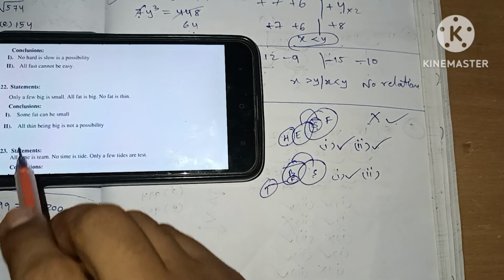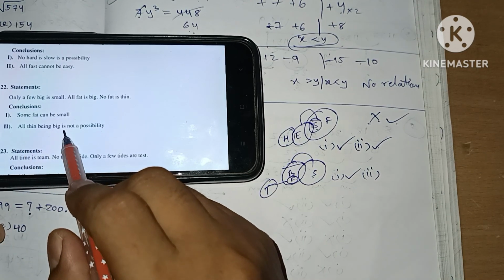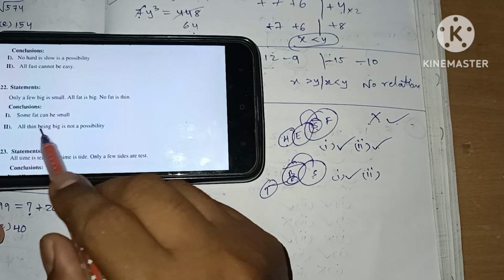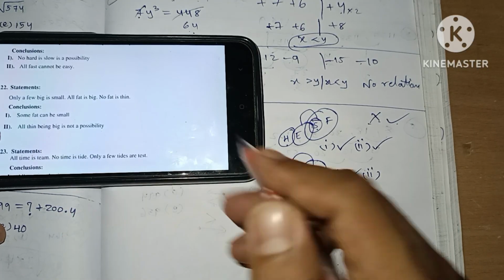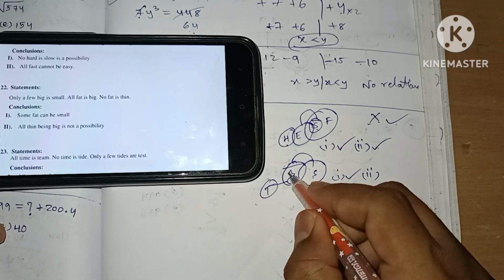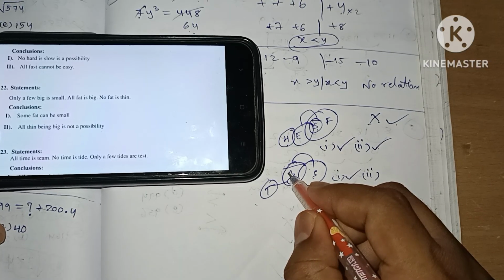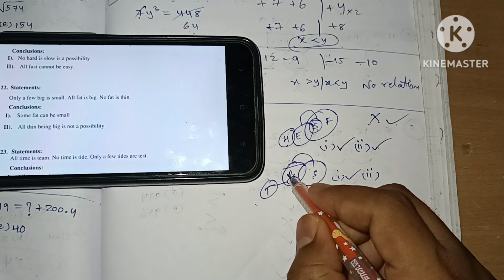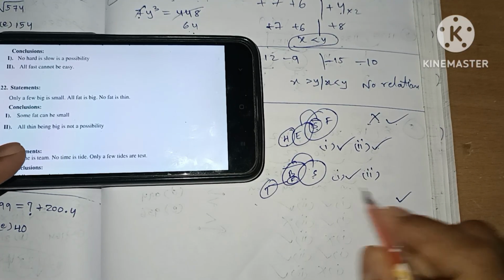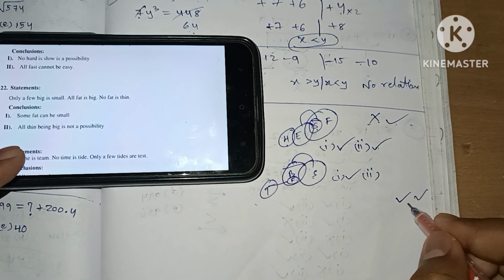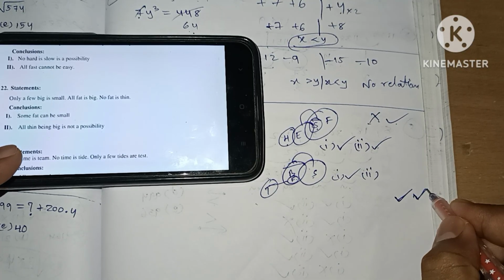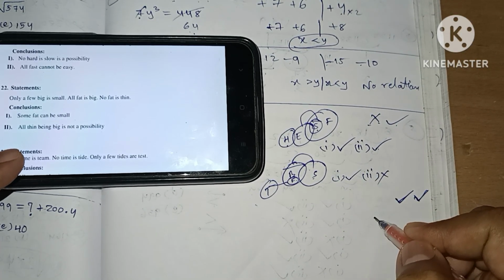Second conclusion, all thin being big is not a possibility. Here we check whether all thin can be big or not. All thin can be placed inside big. It is possible, and it is saying a possibility. So we got right and again it says possibility. So our conclusion will be false.